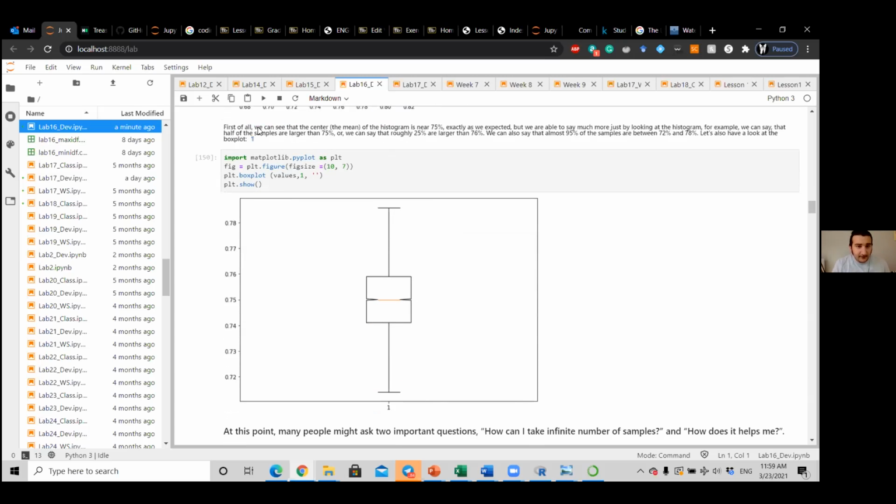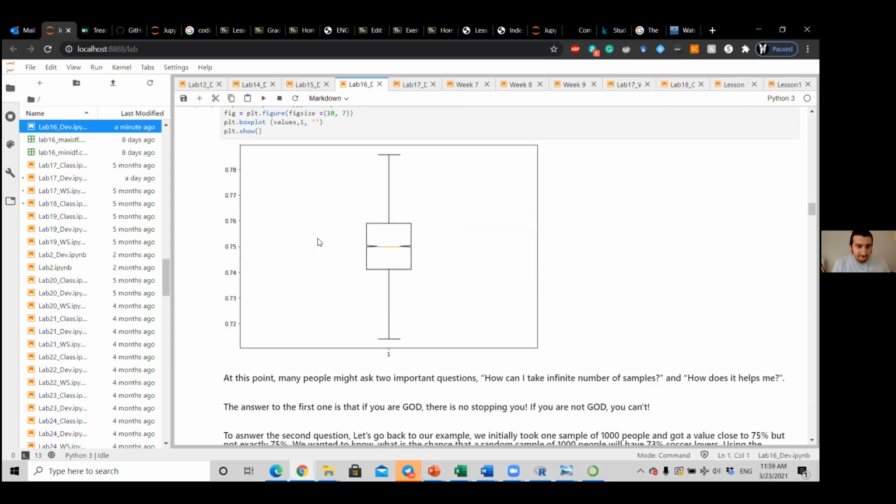Now, if I get a box plot of this, what can you see in the box plot? You can see the IQR, the median. Okay, what can you tell me about the IQR? The IQR is from 0.72 to like 0.76. 0.72 is here. I think you mean 0.74. Yes, 0.74 and 0.76.